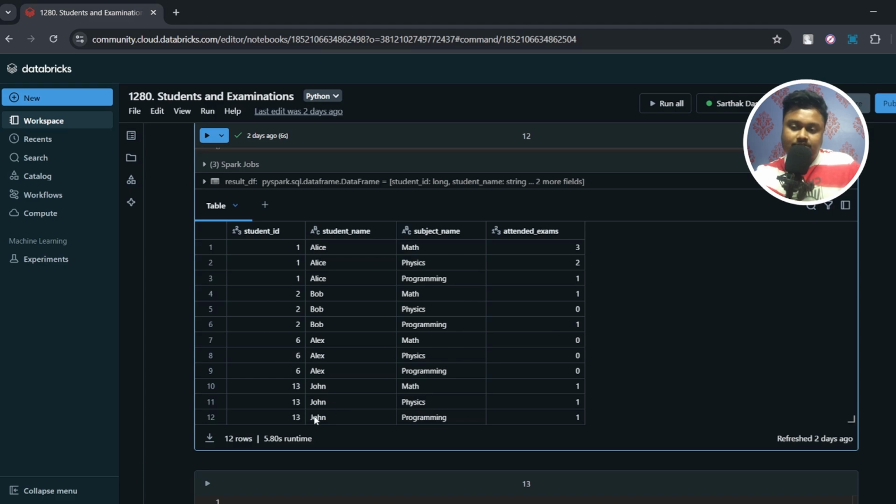So I hope you understood how I solved this question. And if you want to try this question on your own, because this is a little bit tricky, the link to this notebook is in the description.